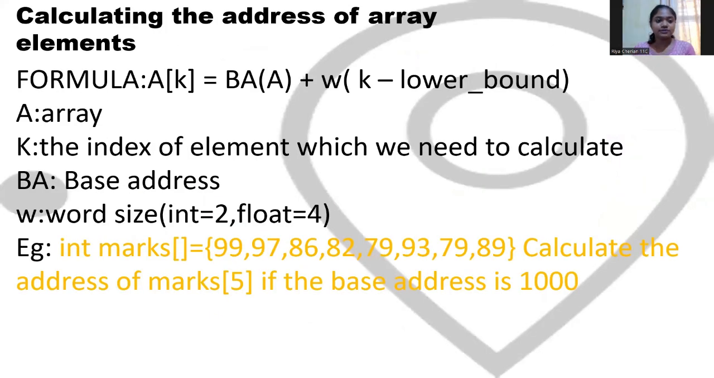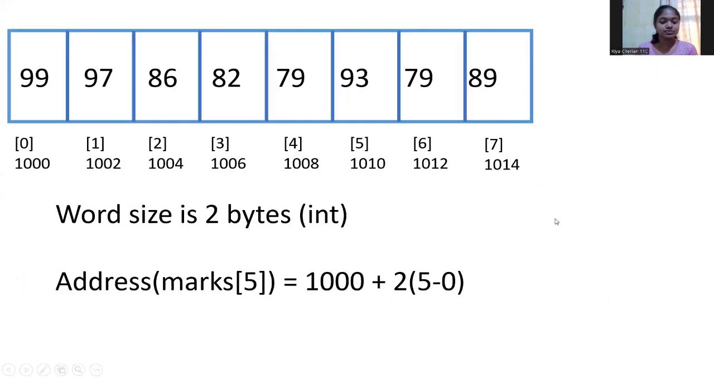The address of an array. To understand it better, let's go through an example which consists of base address as 1000. Here 1000 is the base address, 2 is the word size, and 5 is the index which we need to calculate, and 1000 is the initial address. So the answer is 1010.